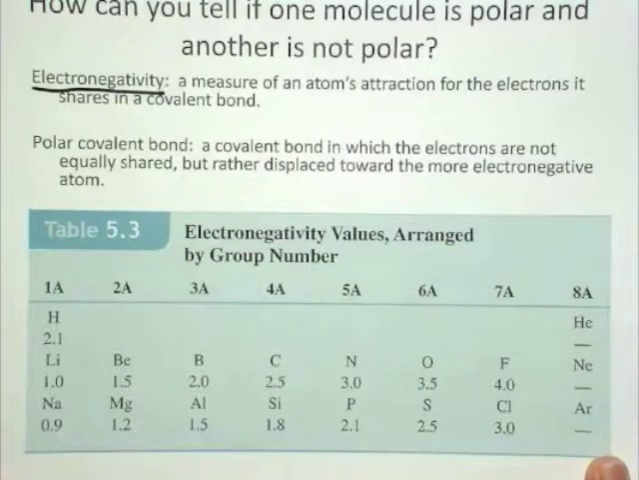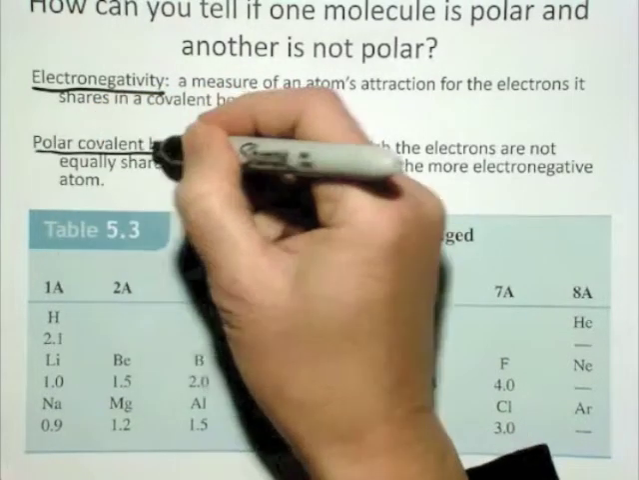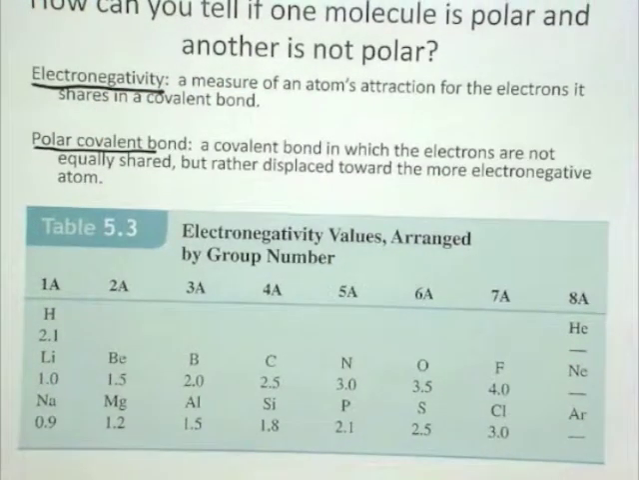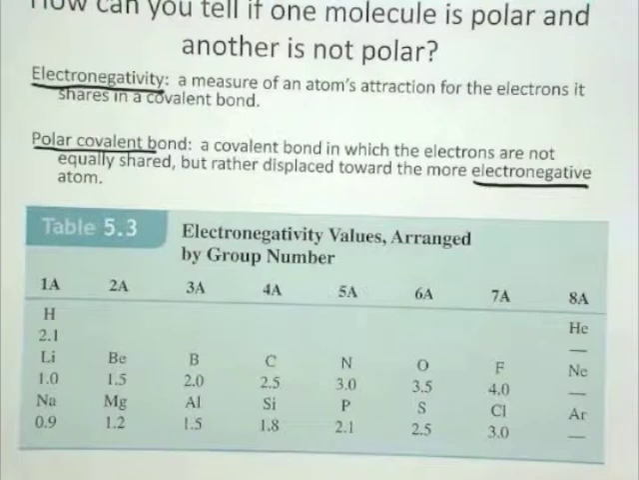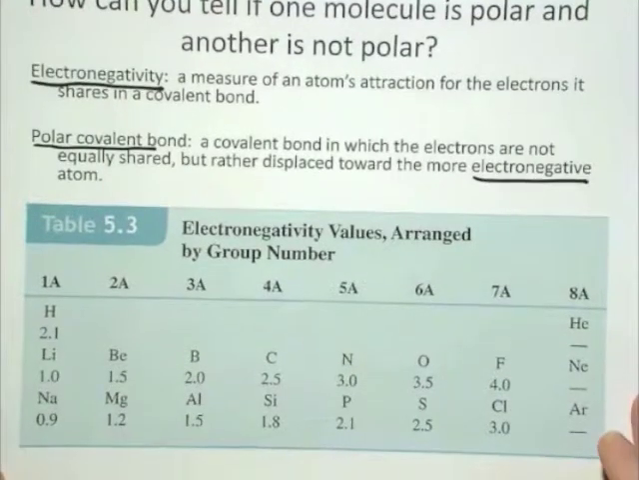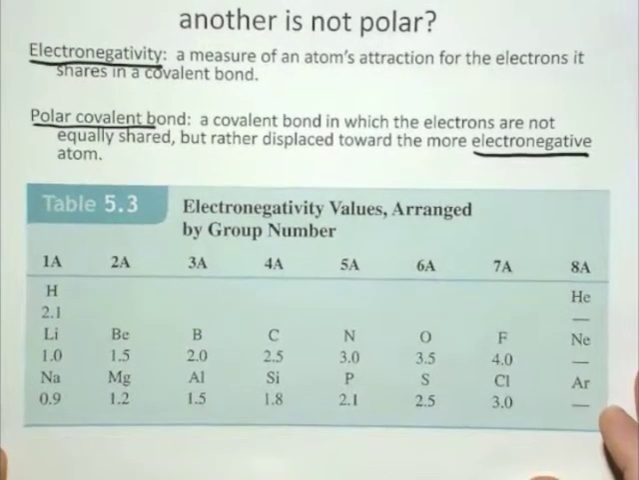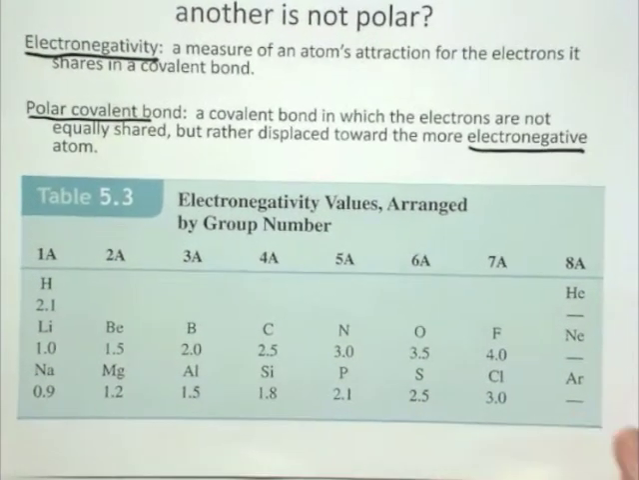So first we're just focusing on the bonds, polar covalent bonds. A polar covalent bond is a covalent bond in which electrons are not equally shared, but rather displaced towards the more electronegative atom. When we talk about the atom that has the greater attraction for the electrons, the technical term for that is it's more electronegative. And there's a table of electronegativity values shown in this table right here.